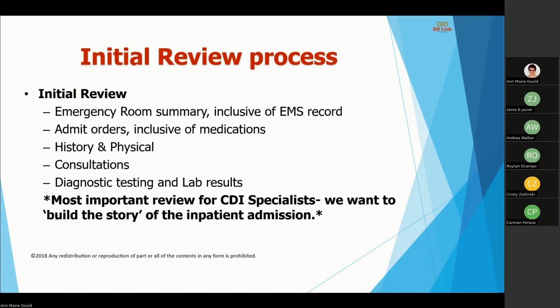This is the most important review for you as a CDI specialist because you want to build the story of the inpatient admission. I think it's very important to make sure that you capture everything that's within the record on your first review. And this is where you have your potential opportunities to think about when you're reviewing that record for that patient.